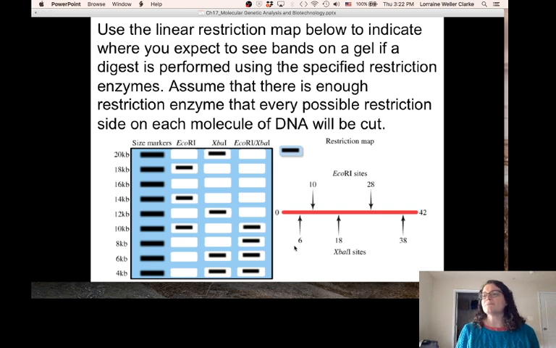The linear restriction map is to gauge distance between the cuts. Don't worry about how many cuts there are. Well, do worry about how many cuts, but the idea is that you're not trying to count the fragments. You're trying to figure out how many bands you expect to see and what patterns you're going to expect to see if you are cutting with one versus the other. Okay?